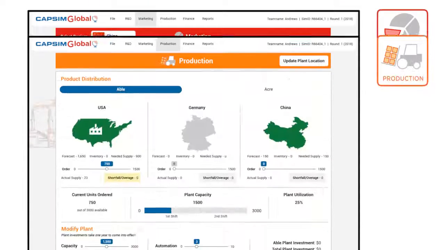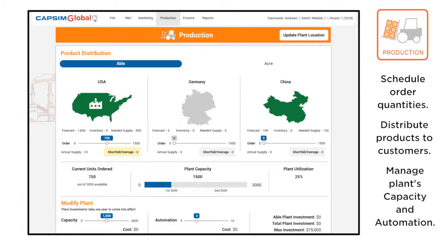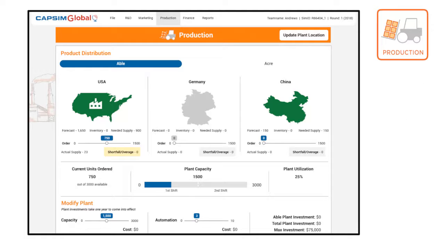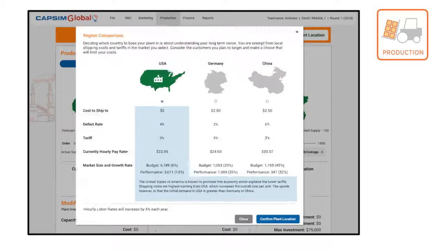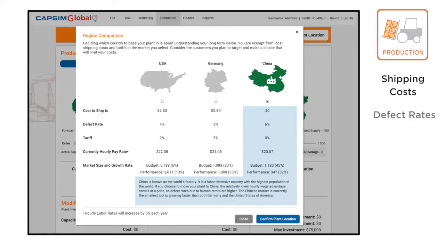In production, you are responsible for scheduling order quantities, distributing products to customers, and managing your plant's capacity and automation. But first, you'll need to make a decision about where your plant is located. In the first round of CapsimGlobal, you'll have the opportunity to decide where you want your production plant to be located. To make this decision, you'll want to weigh the pros and cons of each country and consider your company's long-term goals. These factors include shipping costs, defect rates, tariffs, and market demand.